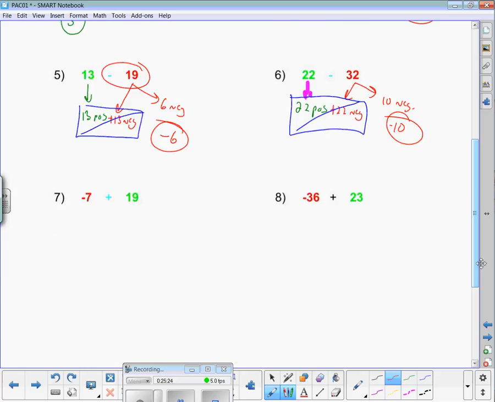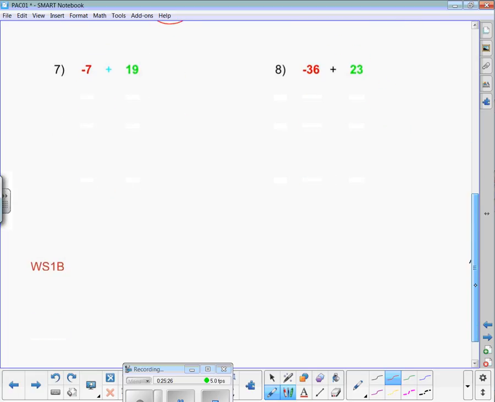Last two examples. Okay, I want you to do number 7. Go ahead and do number 7. Make it look like all the other examples.